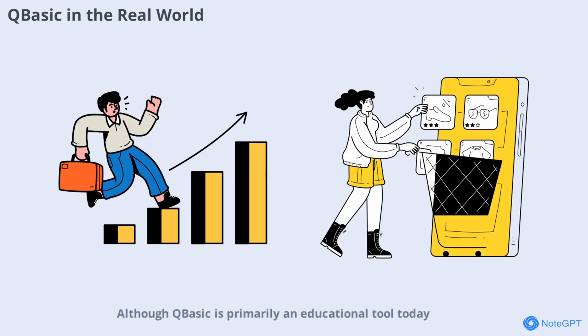Though QBasic is primarily an educational tool today, it has been used in real-world applications, especially in the past. Businesses and hobbyists have created inventory systems, games, and utilities using QBasic. Understanding its practical uses helps you appreciate the power of even simple programming languages. While most modern applications use more advanced tools, QBasic's legacy lives on.